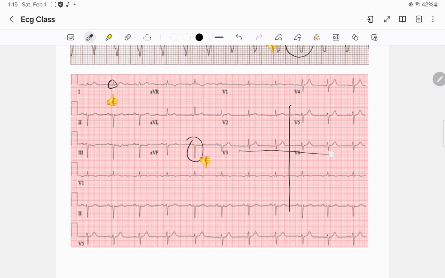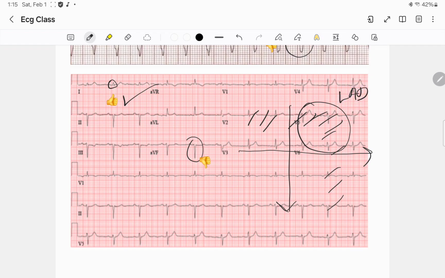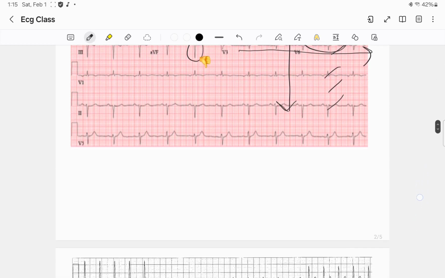All right, so the shortcut is, if one thumb is up and the other thumb is down, we're going in the direction of the thumbs up, right? So it would be left axis deviation. If lead 1 is positive, that means the impulse is going in the direction of lead 1, so it's somewhere on this side. And if lead AVF is negative, it's going away from AVF, so it's somewhere up here. So the intersection will be here, and that's left axis deviation. All right, cool. So let's keep it pushing.